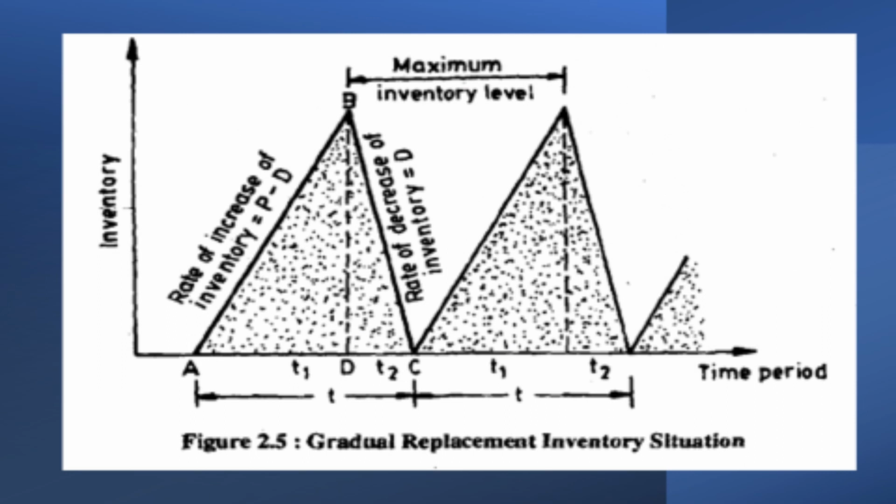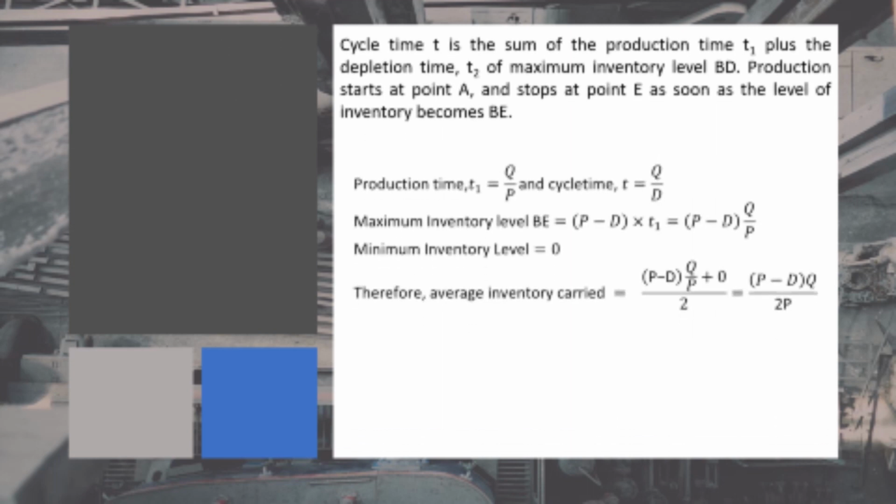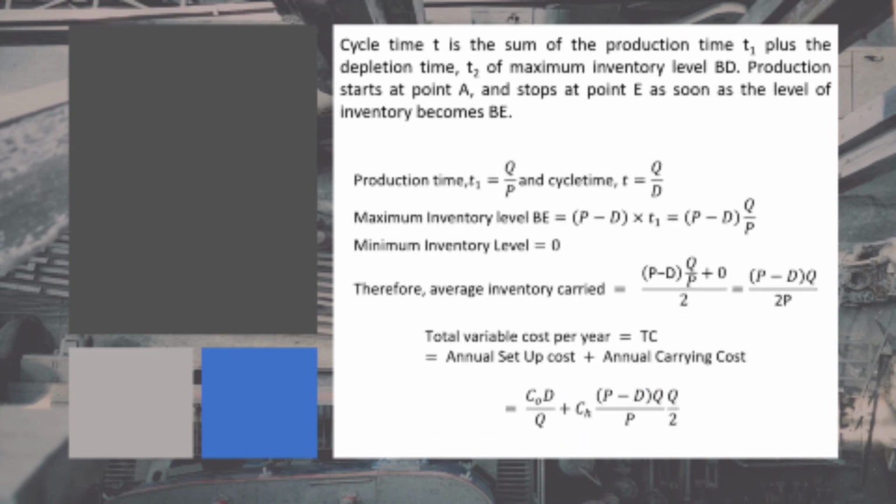So it can be seen that T1 represents the production time and T2 the depletion time, and BD represents the maximum inventory level. Production starts at point A. If you look at the previous slides, T1 represents the production and T2 represents the depletion, and BD represents the maximum quantity that has been procured and ordered. So production time T1 can be calculated as Q upon P. The cycle time, which is T1 plus T2, is Q upon D.